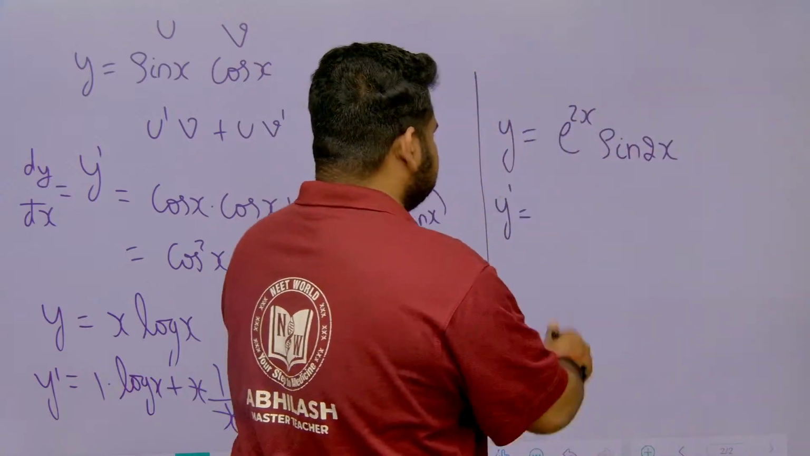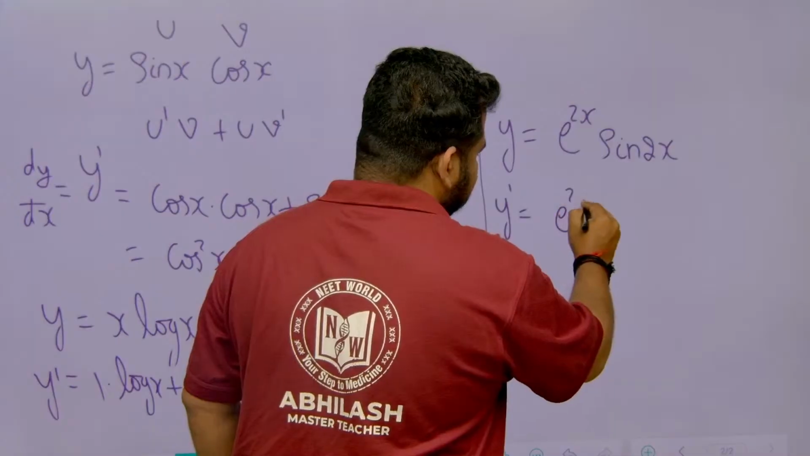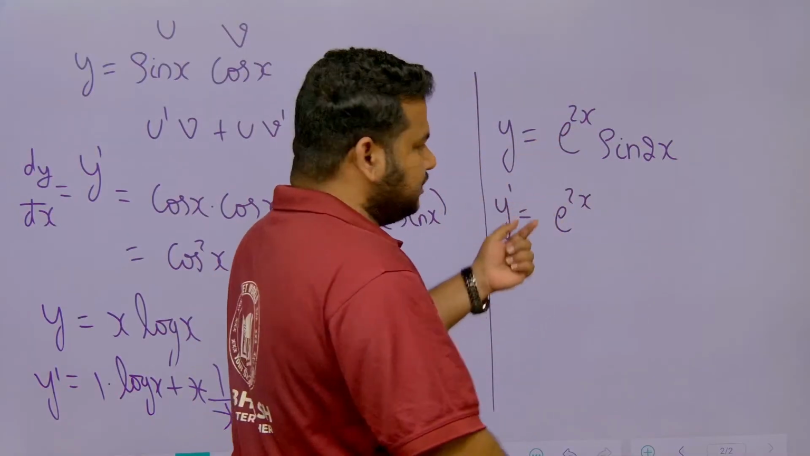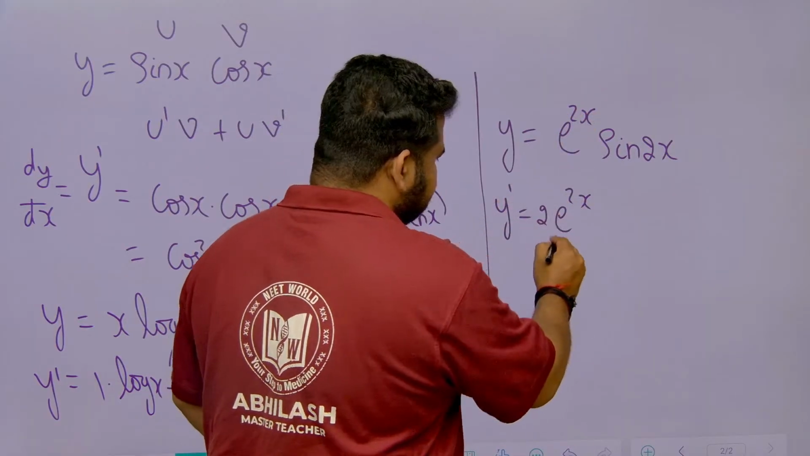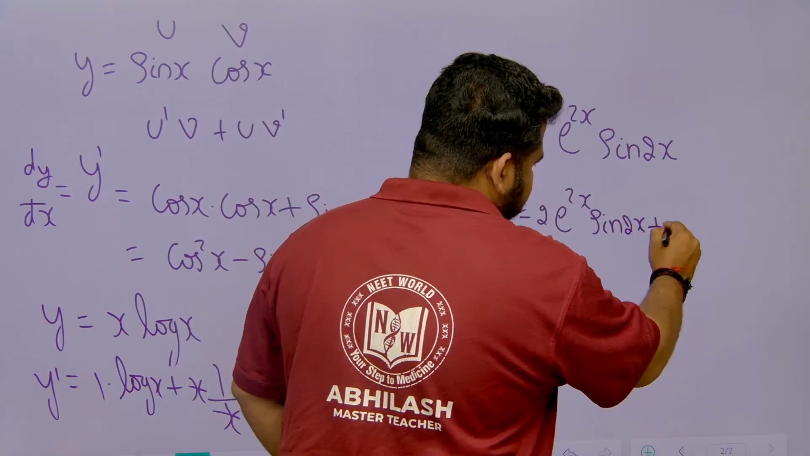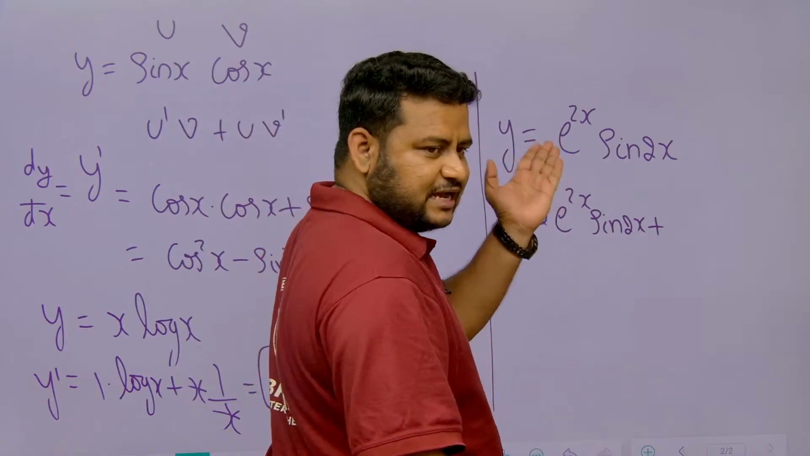Fine, Suresh. Differentiation of e power 2x is what? You will write it as e power 2x only. But 2x is there, so next to it you should write the differentiation of 2x, which is 2. So write 2 here. Sin 2x write as it is, plus next we have e power 2x. Write the first function as it is.